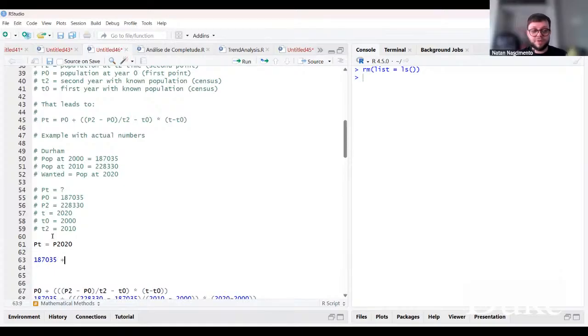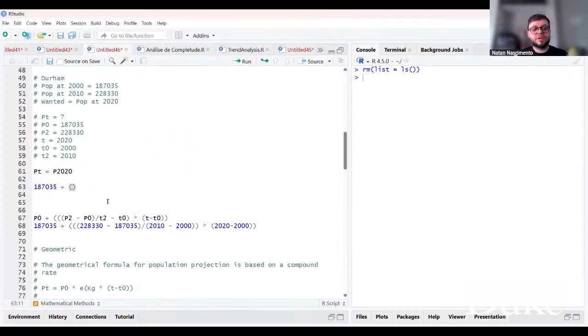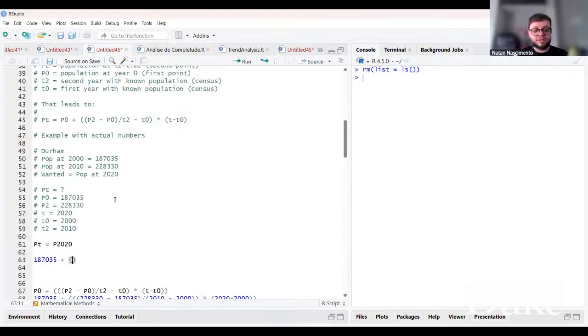And this will be added to a lot of things. This is the coefficient now of trending. This coefficient stands for the population at the second time. So 228,130 minus 187,035. So this is the first part, and it's divided by 2010 minus 2000.